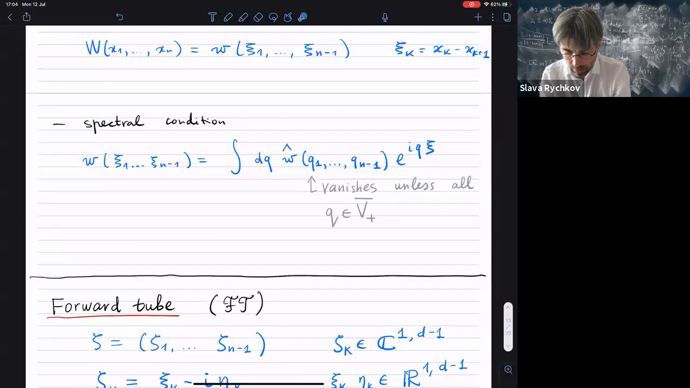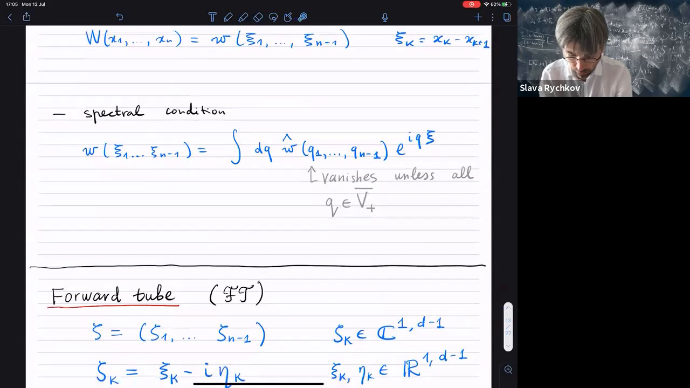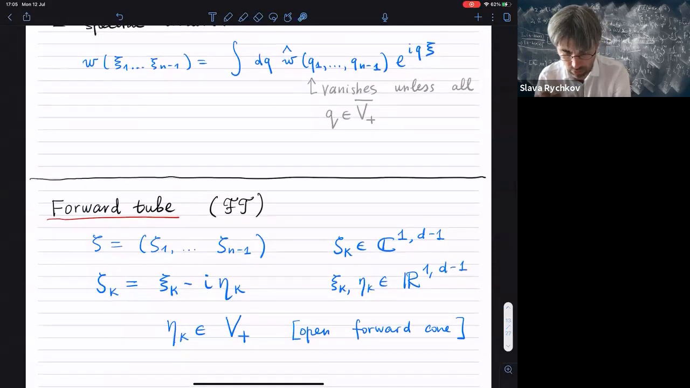And now what we are going to do is take these Wightman functions and continue them analytically. So this is done as follows. We're going to continue analytically to a set which is called the forward tube. It's a terminology. So the forward tube is defined as follows. The Wightman functions are defined for real coordinates, so for x_i's, which are elements of the real Minkowski space. Now the forward tube is going to be parameterized by zetas, which are elements of complexified Minkowski space, C^{1,d-1}.